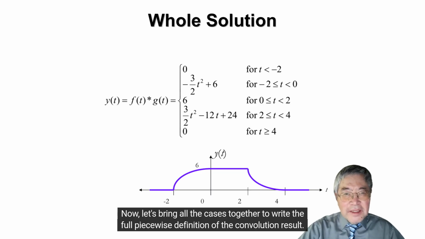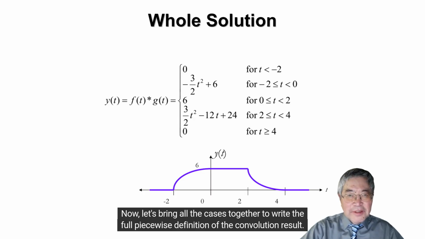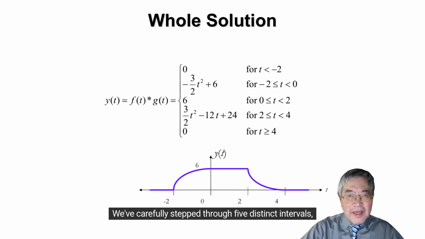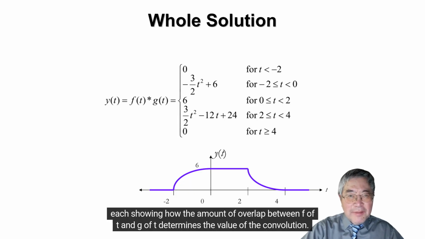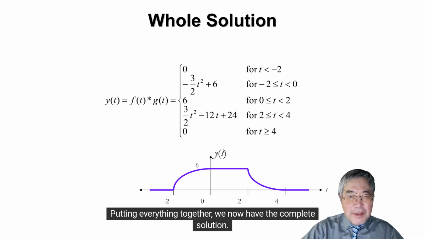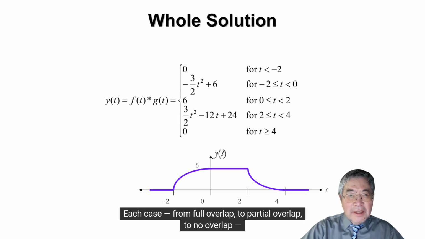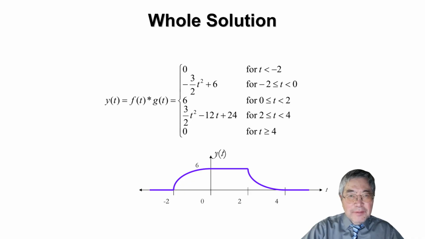Now let's bring all the cases together to write the full piecewise definition of the convolution result. We've carefully stepped through 5 distinct intervals, each showing how the amount of overlap between f of t and g of t determines the value of the convolution. Putting everything together, we now have the complete solution. Each case, from full overlap to partial overlap to no overlap, contributes a segment of the final output.